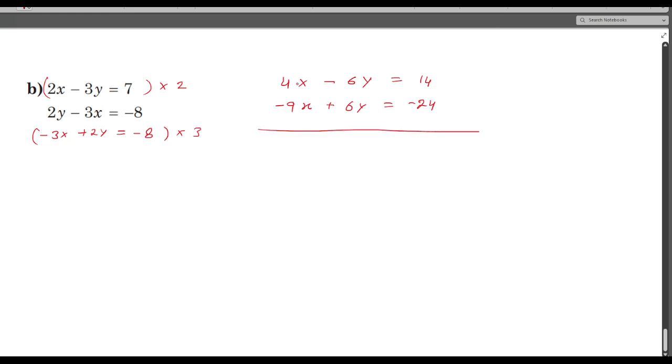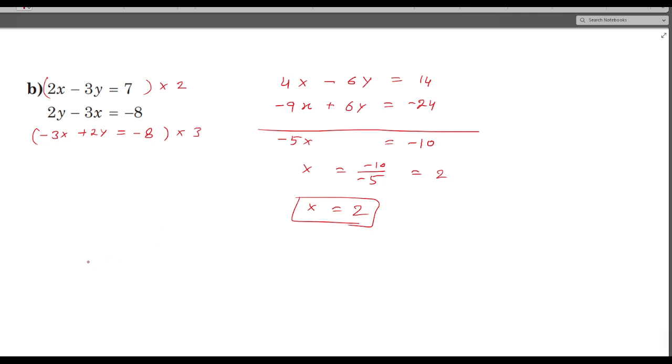Then I will add. 4x minus 9x is minus 5x. This will cancel, and here on the right hand side it is minus 10, and therefore x is equal to minus 10 divided by minus 5. Answer is 2. So x is 2. Now the value of x is 2. Now I have to find out the value of y.